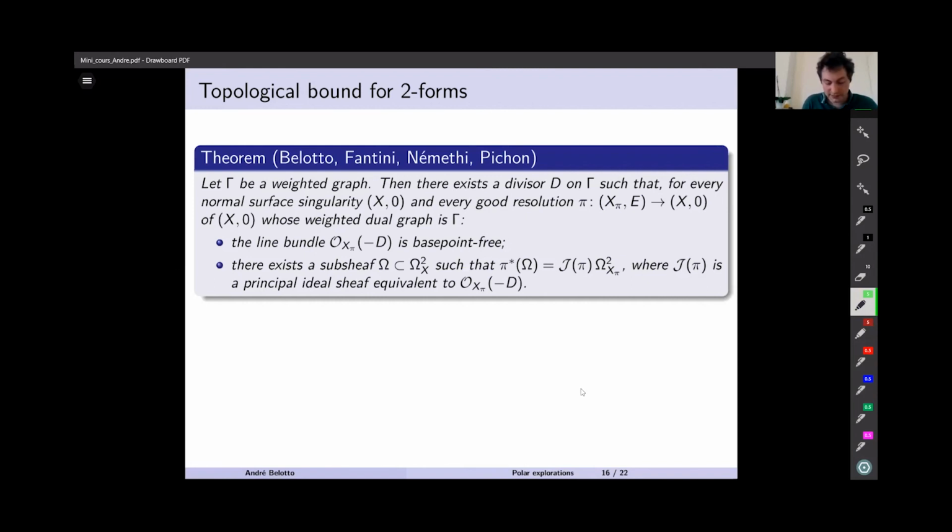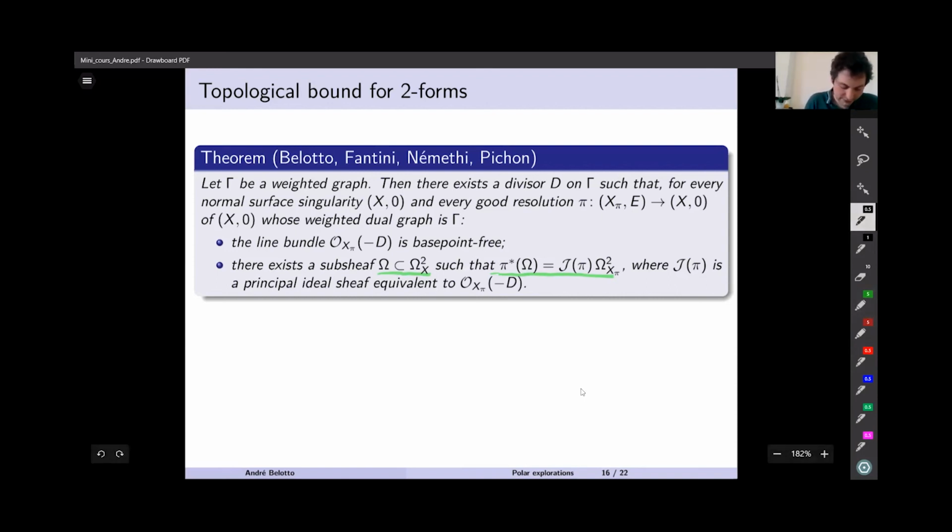And what we need is that there is going to exist a subsheaf of the Kähler differentials such that the pullback of it is just a principal ideal, and base point free will mean that it's going to have support in the exceptional divisor, which is a principal ideal sheaf times the sheaf of all forms.